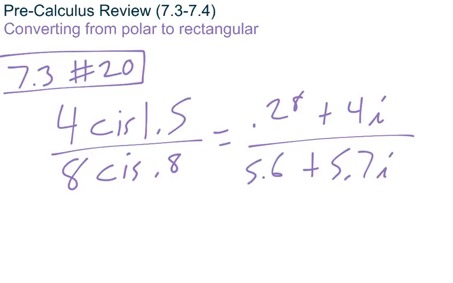Now you can easily work this problem using conjugates. I'm not going to work the rest of it out for you because you can do that yourself, but it should be a really simple problem. Now just find the conjugate of the denominator and multiply.